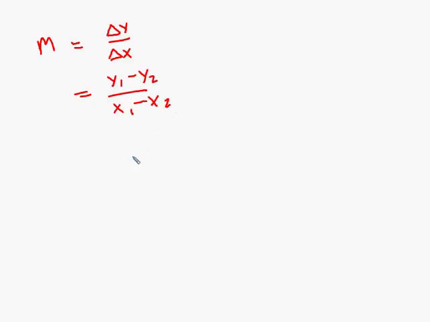All right. So our formula is change in y over change in x, which means y1 minus y2 over x1 minus x2. Now I need to be consistent as I write this out. What does M mean? It stands for slope. Why M was selected, I have no idea, but that's what it stands for, slope.